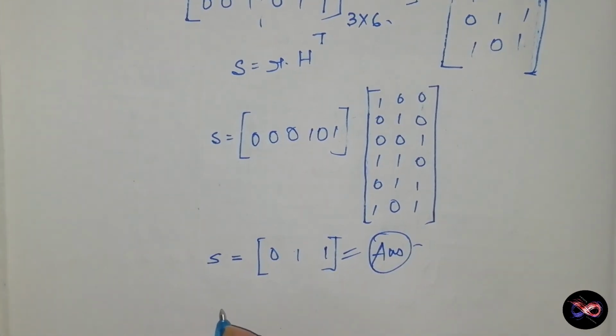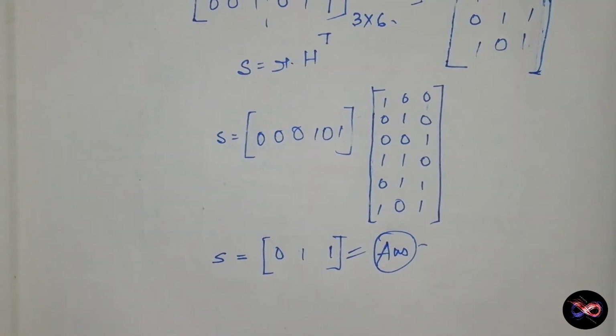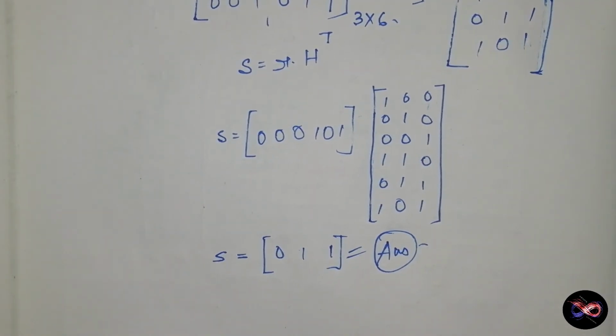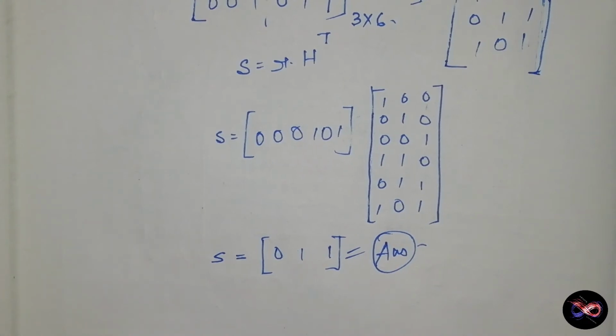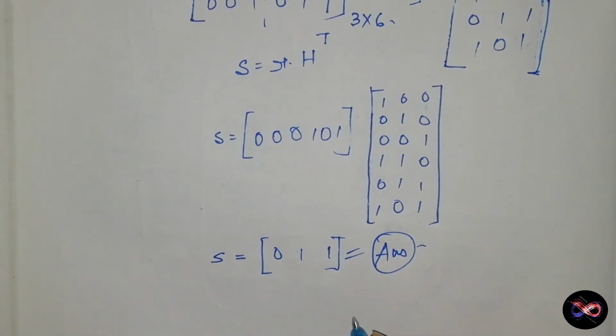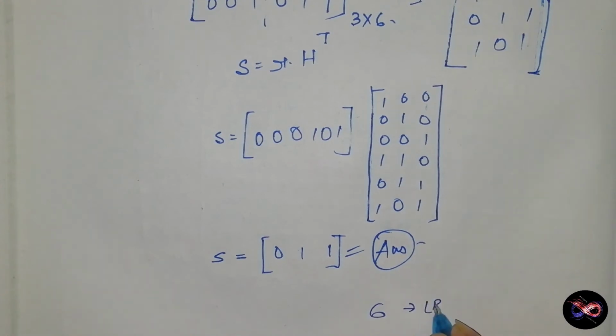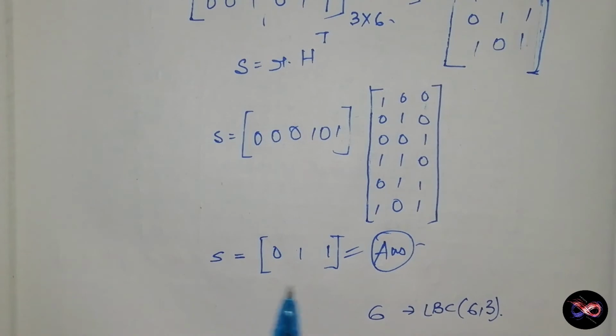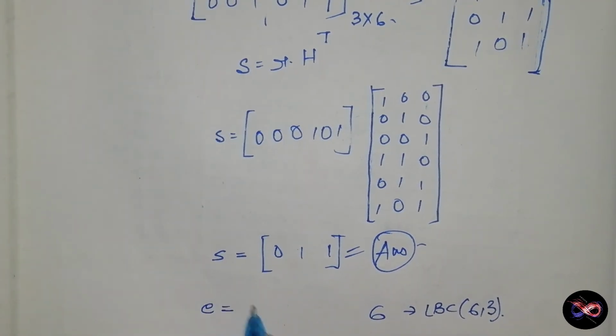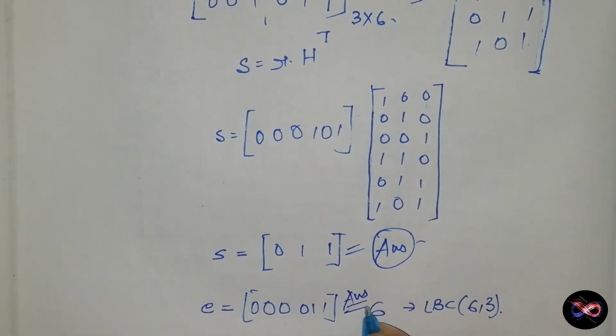Now we can also find what is the error. Now, as I told earlier, for calculating the error, we will add the required number of zeros before the syndrome. So the length of the full code is 6, as it is LBC 6, 3. So the syndrome is of 3 bits. So to calculate the error, we will add 3 zeros in the first place and then the syndrome. So this is our required error.